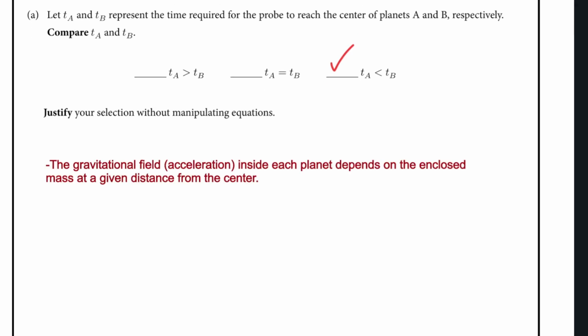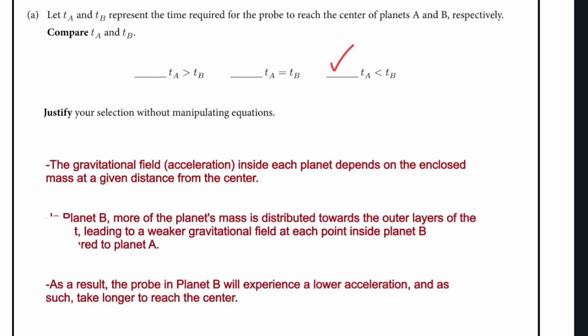So let's break that argument down. The gravitational field depends on the enclosed mass at a given distance from the center. In planet B, more of the planet's mass is distributed towards the outer layers. There's a weaker gravitational field inside planet B, and as a result, the probe in planet B will experience a lower acceleration, so it'll take longer to get to the center.